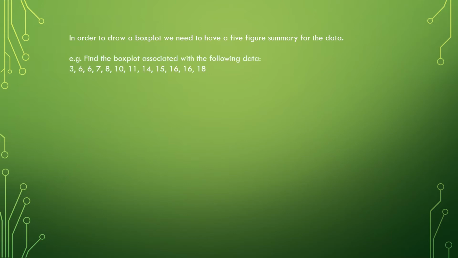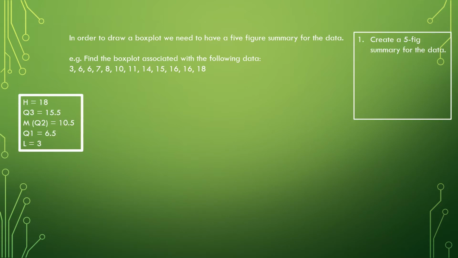So taking an example then, we want to find the box plot associated with the following data. And so we've got our list of numbers there. So our first step is we need to create a 5-figure summary for the data. And because I've pinched these numbers from the 5-figure summary slides, I've just taken the 5-figure summary straight from that as well. So again, if you want to remember how we did that, go back and have a look. So we've taken our numbers, we've got our 5-figure summary.